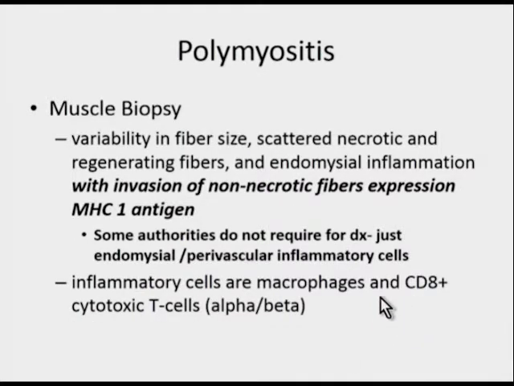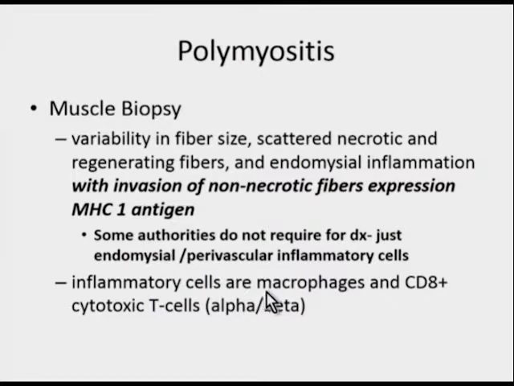To contrast dermatomyositis with polymyositis, we see a different picture neuropathologically as well as clinically. The muscle biopsy shows variability in fiber size with scattered necrotic and regenerating fibers and endomysial inflammation, and the sine qua non is the invasion of non-necrotic fibers by inflammatory cells which express MHC1 antigen. In some textbooks and practice, this is not necessarily seen. It also depends on how adequate the biopsy is. One may just see endomysial and perivascular inflammatory cells. However, this is, I think, an important feature to look for.